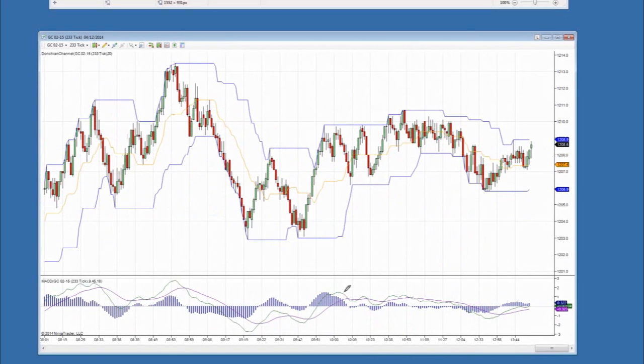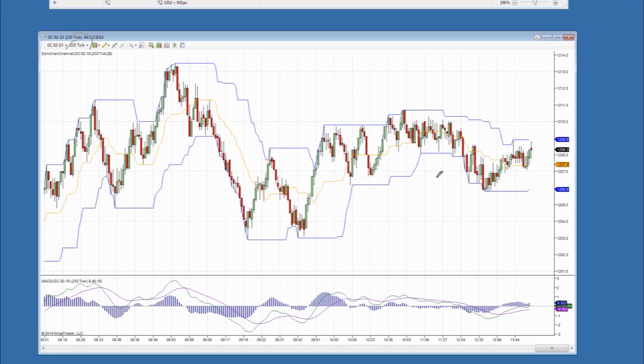You see how the MACD is above the 0, right? The histogram is also above the 0. Both of them are above the 0. So basically, we anticipate the market to bounce from the bottom of the channel. This is a 233 tick chart channel.